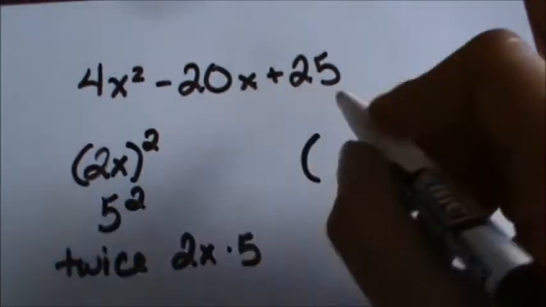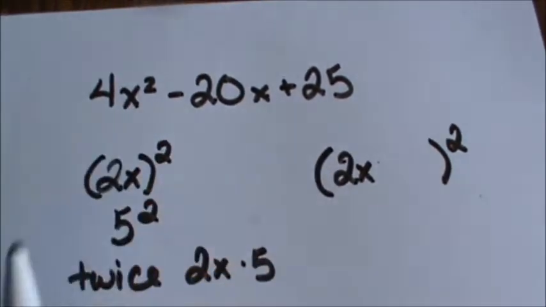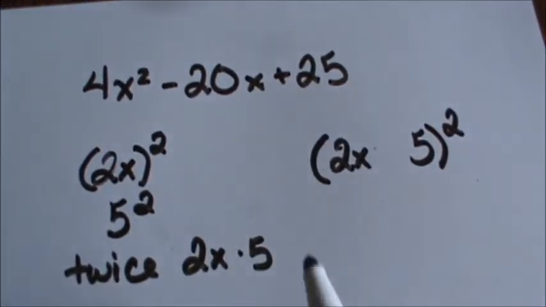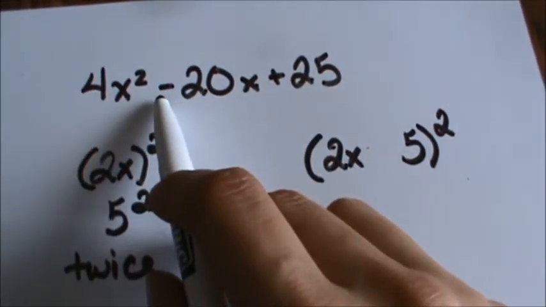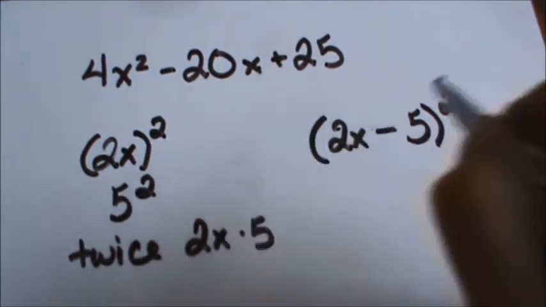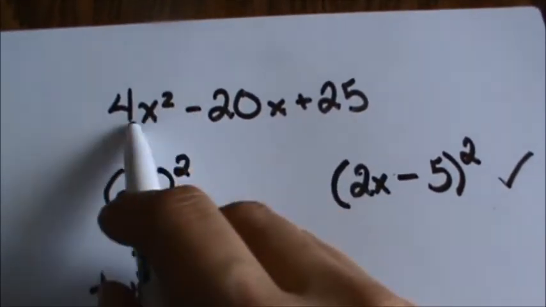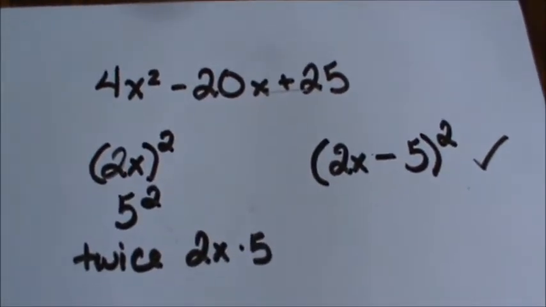I know what the first term will be. It will be 2x, because 2x times another 2x will be this 4x squared. The last term has to be a 5 because 5 times 5 is 25. But how am I going to get the negative 20x? With a negative sign right there. This is a perfect square factored to this.